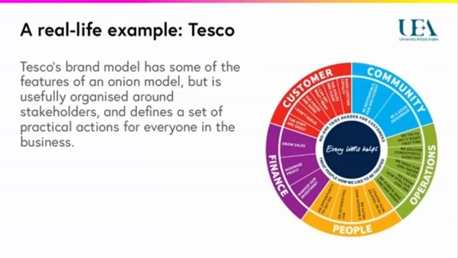Tesco, the supermarket, has a model in the shape of a wheel. It has some of the features of an onion model, but this is interesting because it defines practical actions for everybody in the business. So for instance, over on the right, you can see that part of operations is we try to get it right first time.